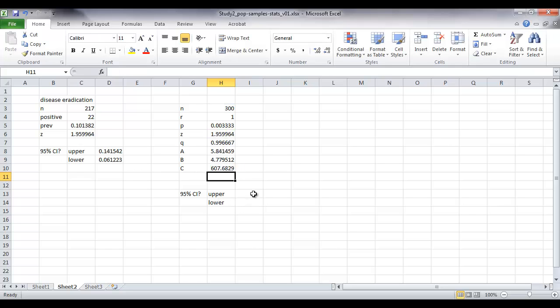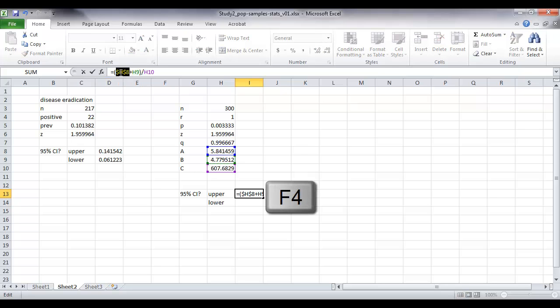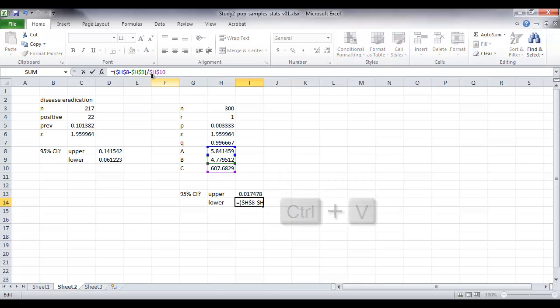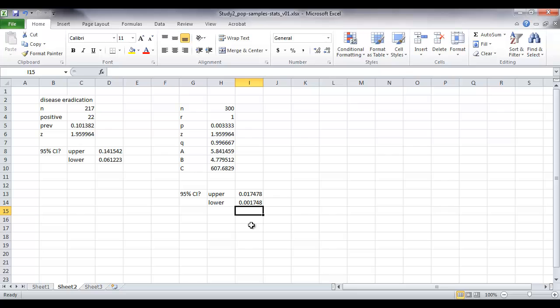Okay, so we've now got our values of A, B and C, and we can use them to calculate the confidence interval. The upper confidence interval is A plus B all over C, making these absolute cell references. We can then copy and paste it below and change our plus sign to a minus sign to get the lower confidence interval. And you can see now we've got a positive but very small value for this lower confidence interval.